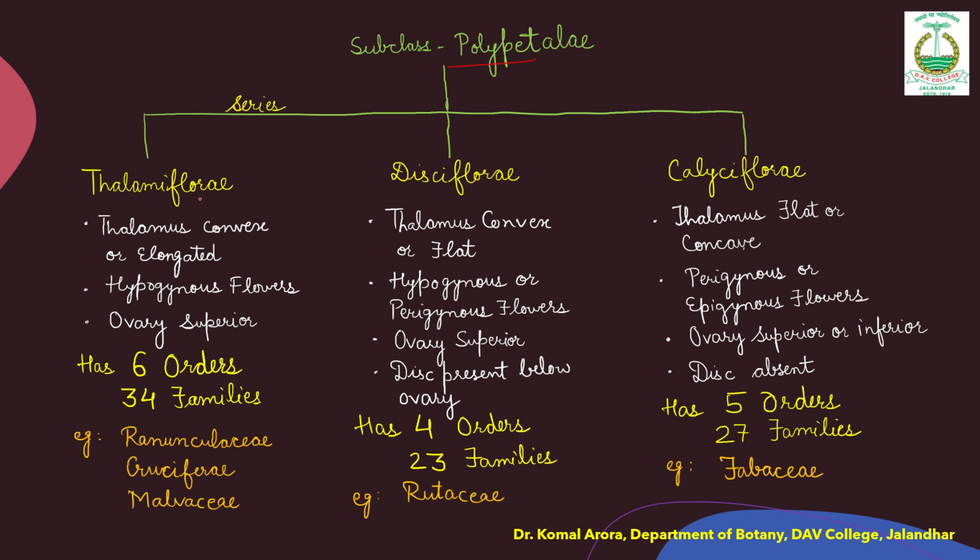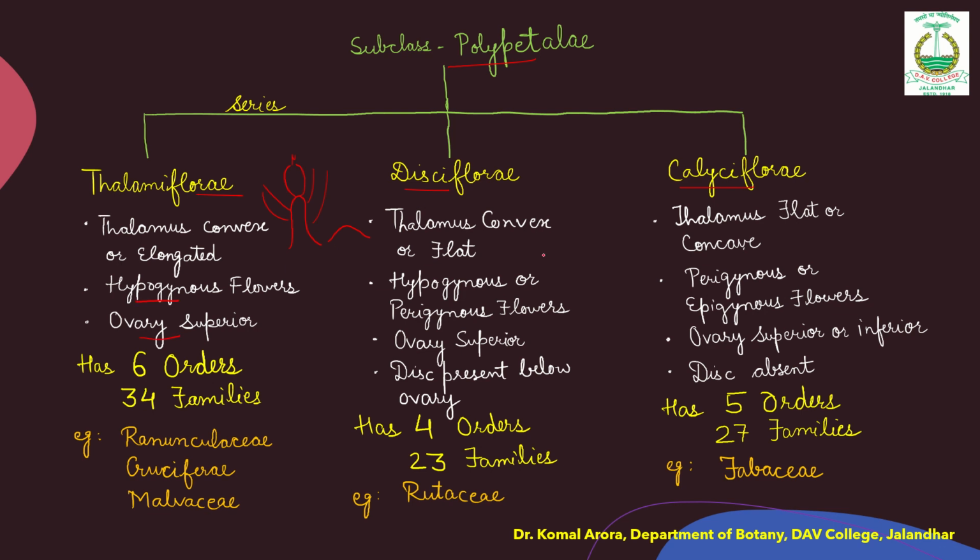Polypetalae is further divided into three series: Thalamiflorae, Disciflorae, and Calyciflorae. Thalamiflorae has either an elongated thalamus or a convex thalamus. So, because of that, the ovary is always superior. So, on the thalamus the ovary is placed and whorls are arising below. So, ovary is always superior, thus the flowers are hypogynous, ovary superior.